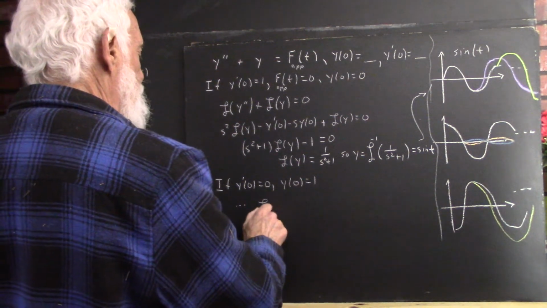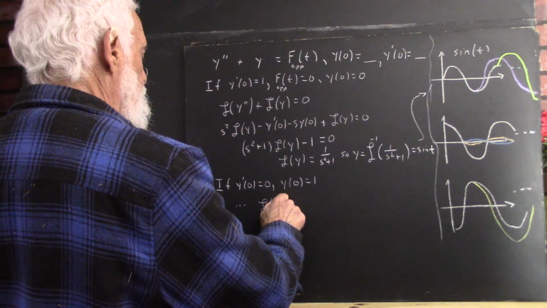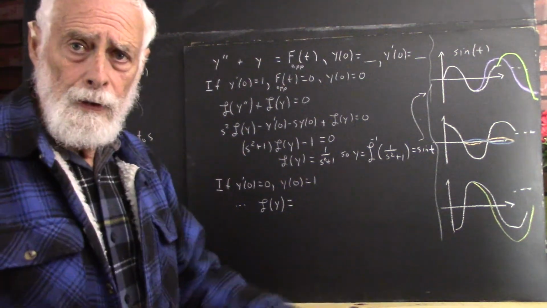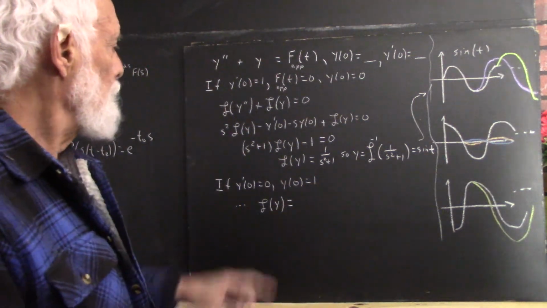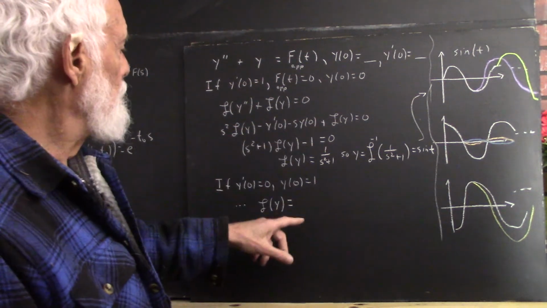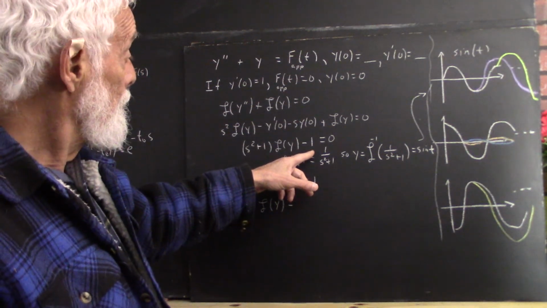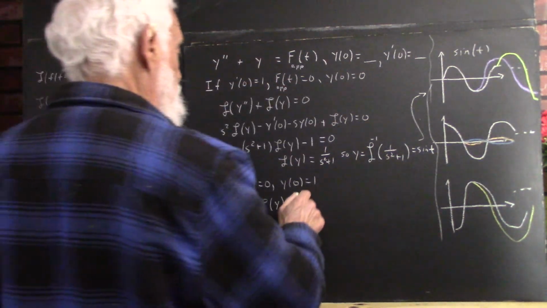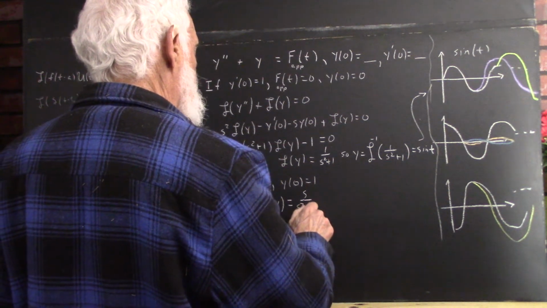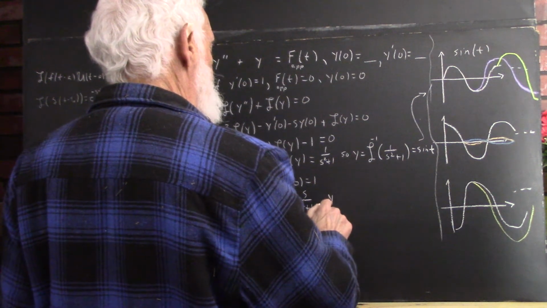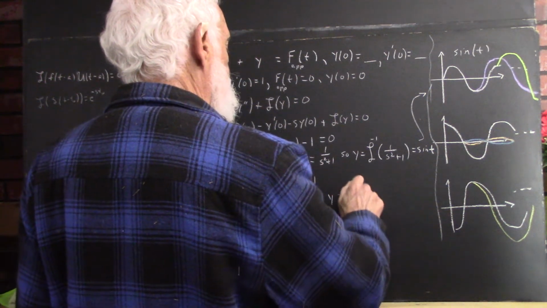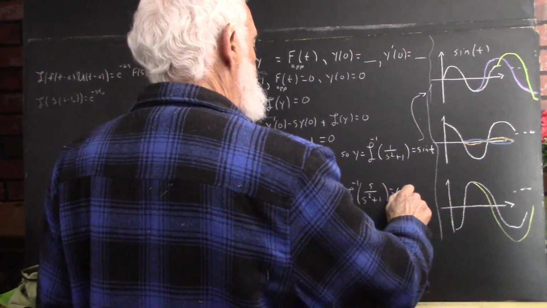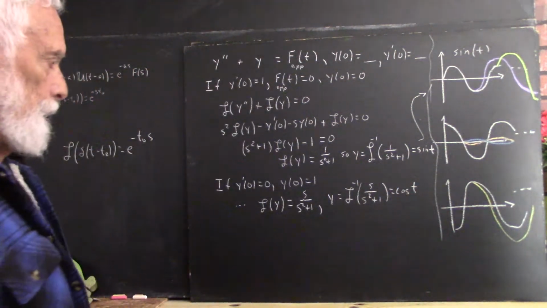What you get is almost the same equation, and I'm not going to write it all out because it's very straightforward. You should be able to write this out, except you're going to have a 0 here and a 1 here, which means you're going to have an s where you had this 1, which means that L of y is s over s squared plus 1. So y is the inverse transform of s over s squared plus 1, which is a cosine of t.